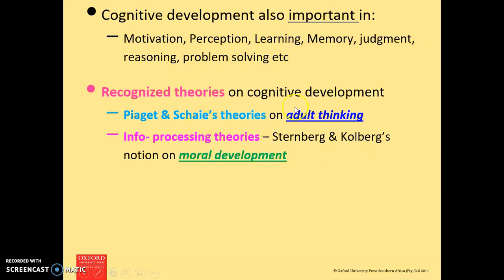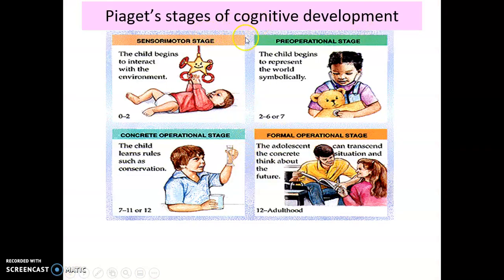And there are theories regarding cognitive development from Piaget on adaptive thinking, and other theories by Sternberg and Kohlberg on moral development. They call them information processing theories. So, Piaget's theory of cognitive development. Piaget came up with 4 stages of cognitive development. The first is the sensorimotor stage, the second is the pre-operational stage, the third is the concrete operational stage, and the fourth is the formal operational stage.